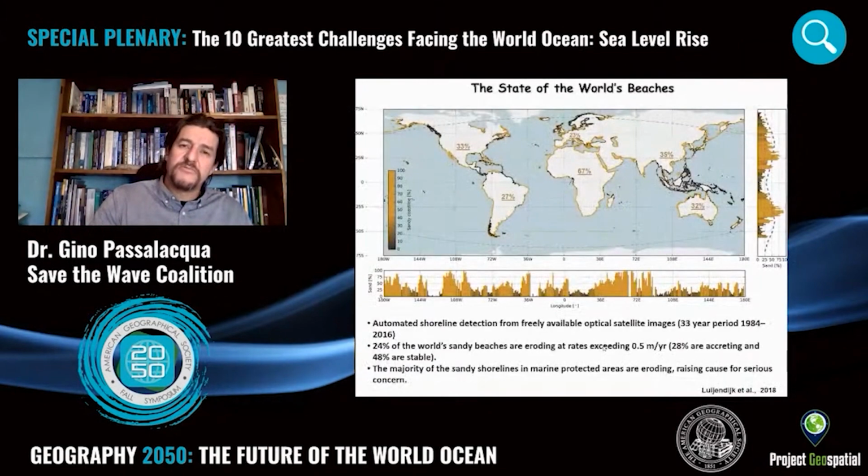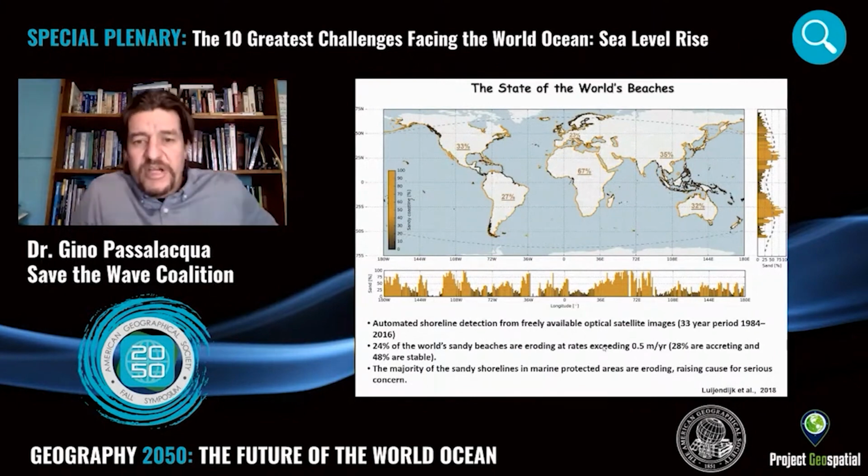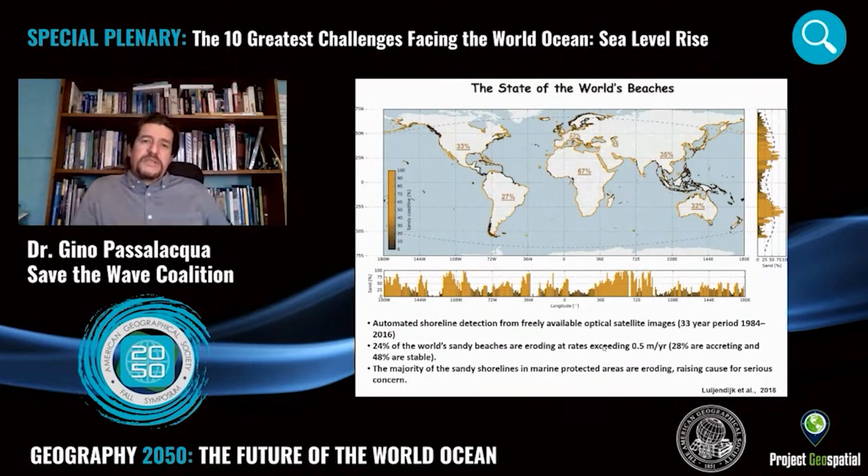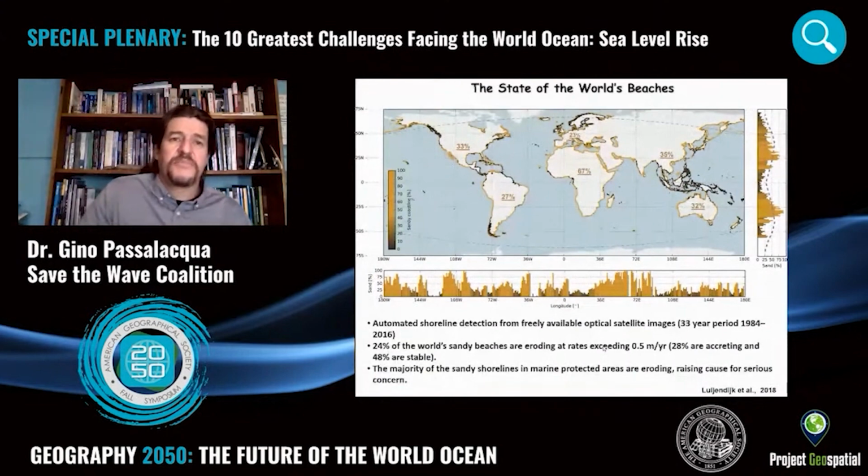So now we're going to look into the state of the world's beaches. Through satellite data, scientists have been able to measure the changes in coastal environments, especially on sandy beaches. From this map, you can see that the changes are not homogeneous around the world, and the changes depend on different reasons. One of the main reasons is sea level rise.